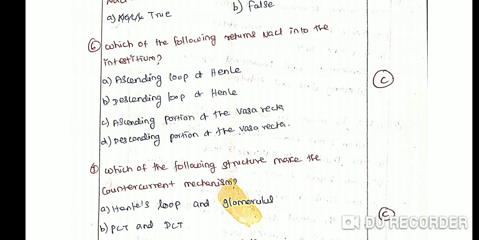Explanation: sodium chloride, NaCl, is returned to the interstitium by the ascending portion of the vasa recta. Just like NaCl, small amounts of urea are also transported back to the interstitial fluid by collecting tubules.